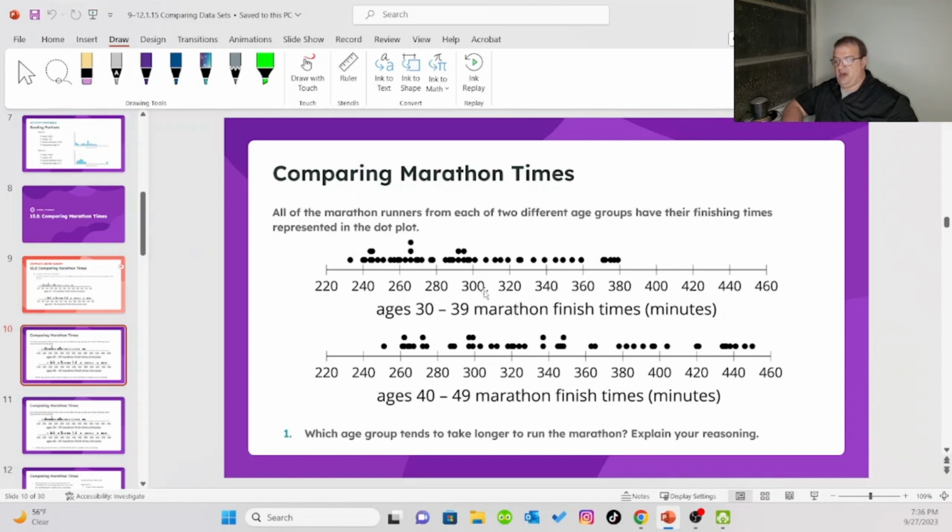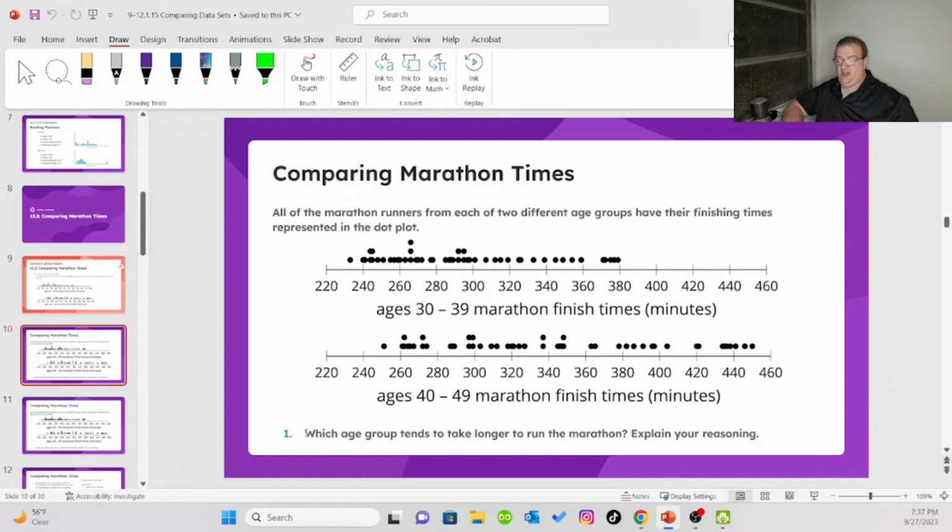So if you think about it, 300 minutes is going to be 5 hours. 360 minutes is going to be 6 hours. So as we look at this, we're going to look at the shape, look at the variability, look at the measure of center, and we're going to answer these questions. So the first question asks, which age group tends to take longer to run the marathon?